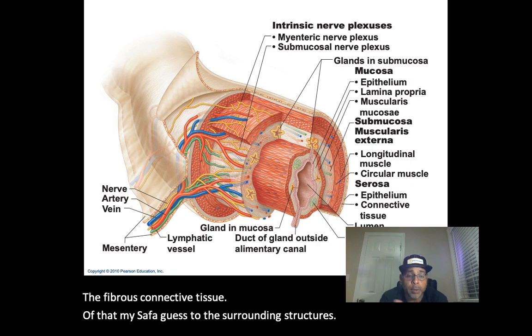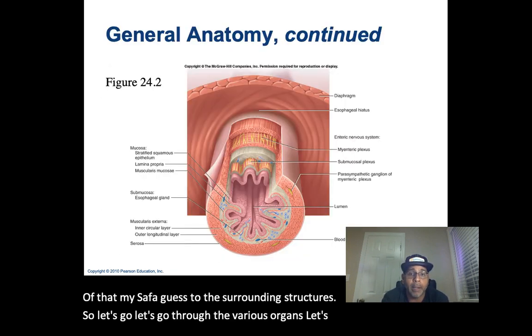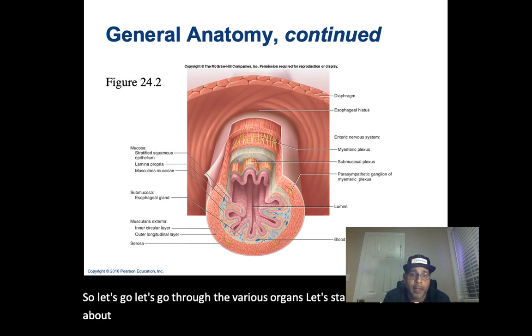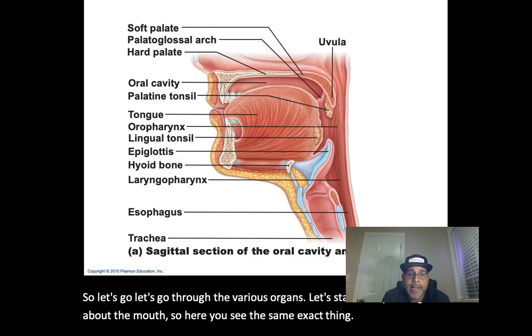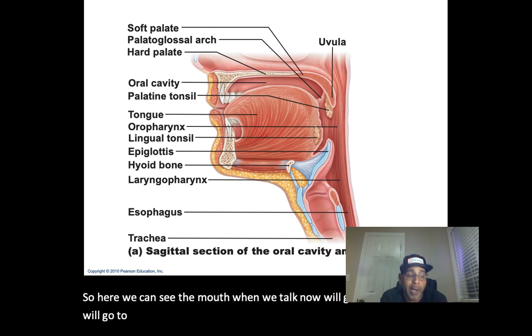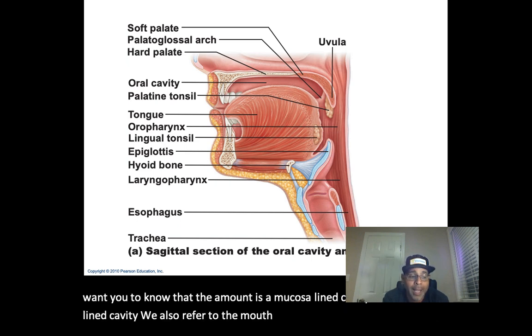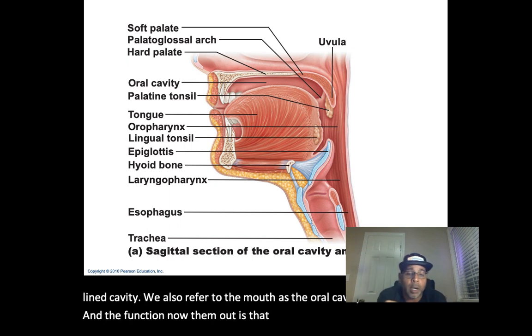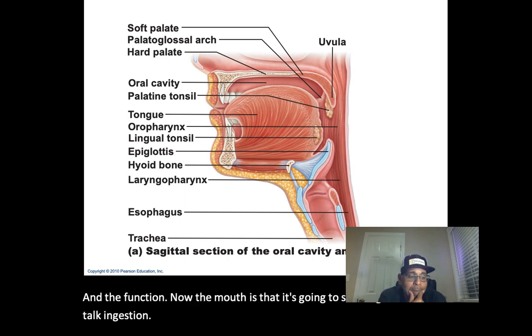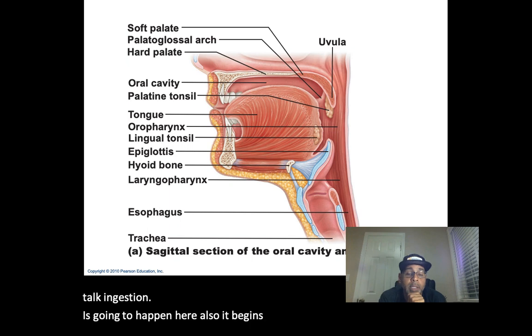So let's go through the various organs. Let's start off by talking about the mouth. So here we can see the mouth, and we'll go to the associated organs here as well. I want you to know that the mouth is a mucosa-lined cavity. We also refer to the mouth as the oral cavity. The function of the mouth is that it's going to start ingestion. Also, it begins the propulsive process of swallowing.